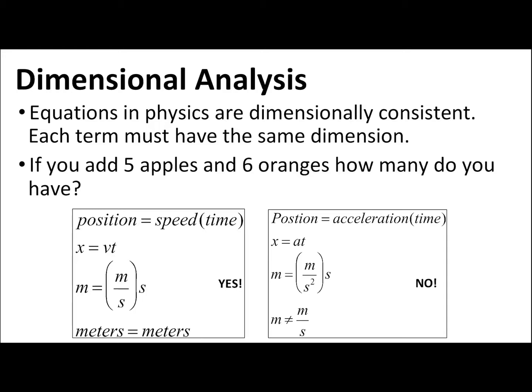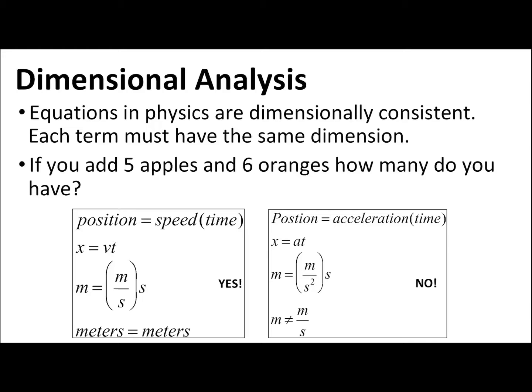Like if I add 5 apples and 6 oranges, how many do you have? Well, I would have 5 apples and 6 oranges. I couldn't just add them to say 11 apple-oranges. That's not how units would work. And physics is the same way here: if we have an equation with a left side and a right side, the units on the left have to be the same units on the right. We can check that here with our position equals speed times time.